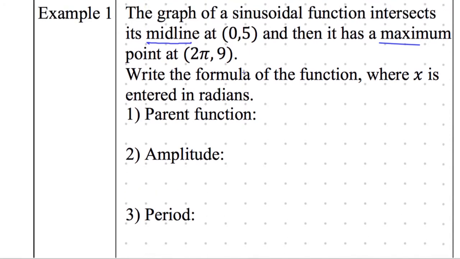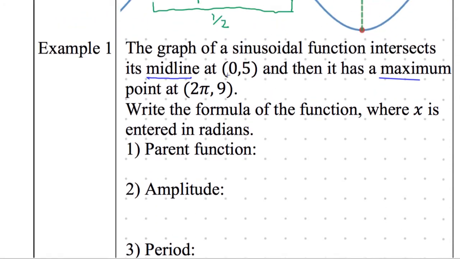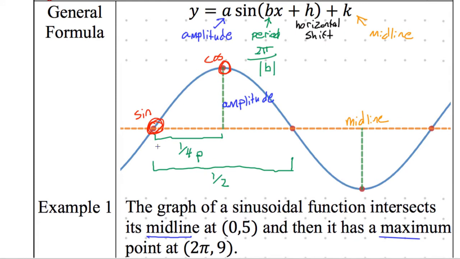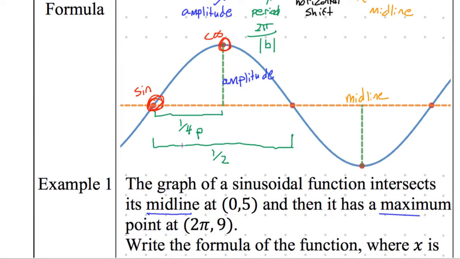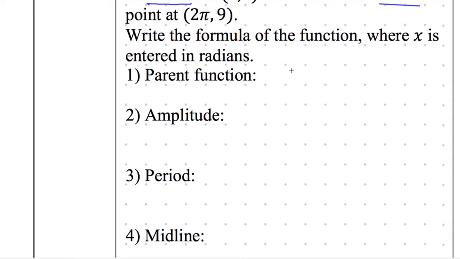All right, the parent function. So I'm starting at (0, 5), and that's the midline. If I'm starting at the midline, that's the key part. Am I starting with a sine or am I starting with a cosine? And you can clearly see, yeah, it is a sine. We're starting at the midline, so I know I'm going to be dealing with sine. So from that information, I know that the parent function is sine of something.